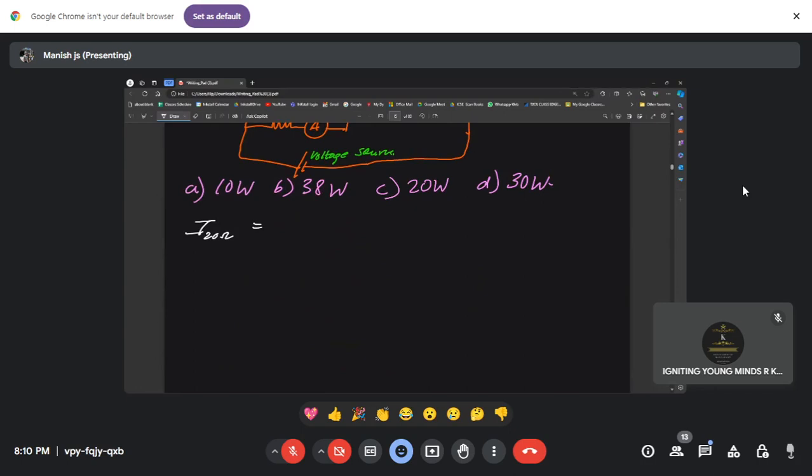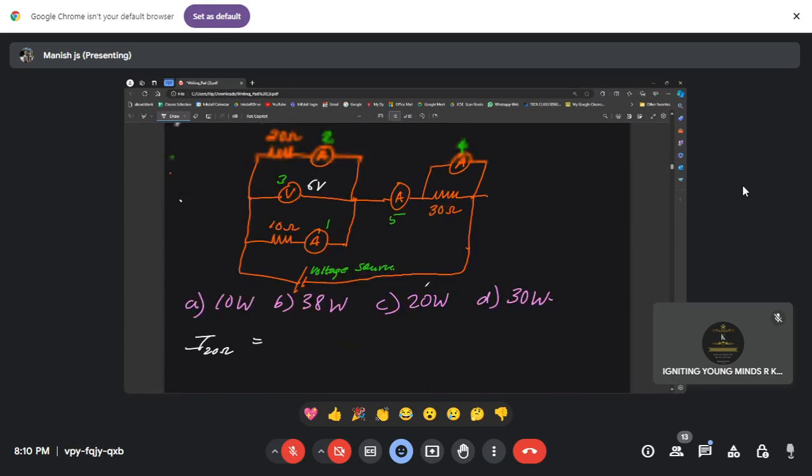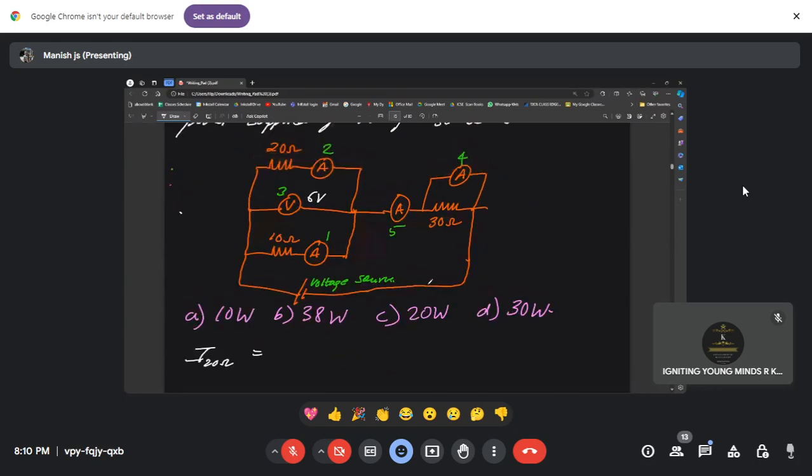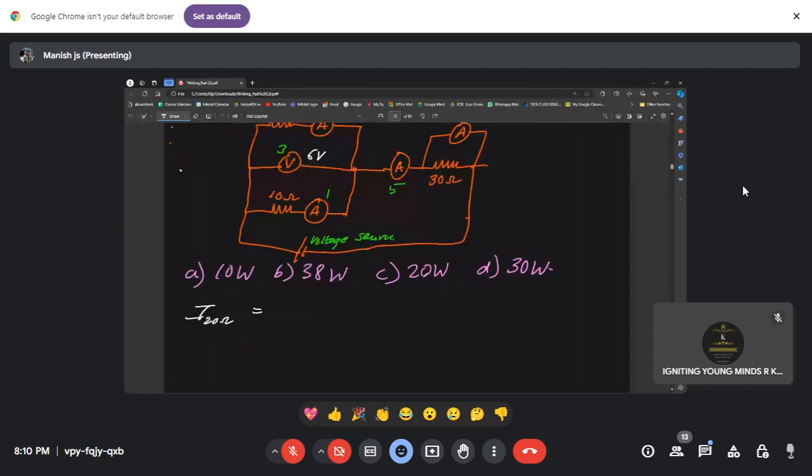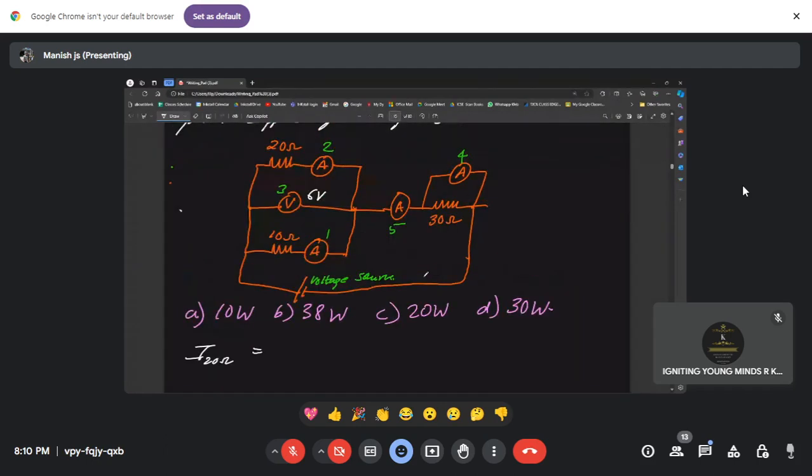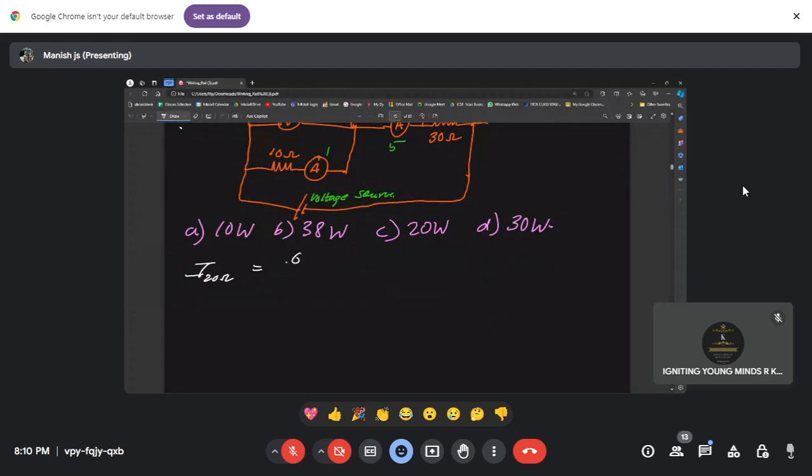What is the current passing through this 20 ohms resistor? You apply Ohm's law, right? If you apply Ohm's law, what will you get? I is equal to V upon R. V is 6 volts, so 6 upon 20. That is going to be 6 upon 20 amperes. Is that clear? That is the current passing through 20 ohms.